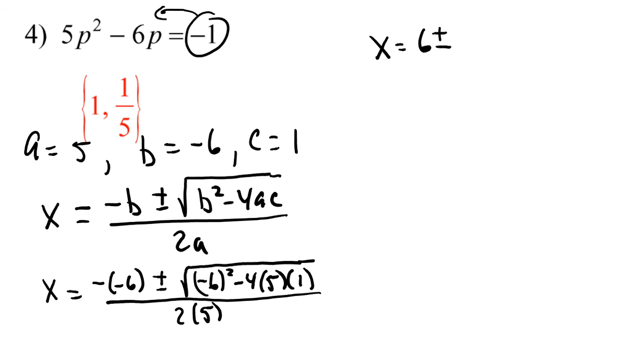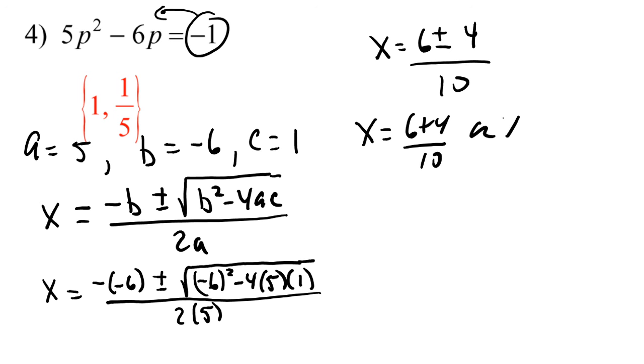So this ends up being the square root of 16. What's the square root of 16? 4. And then 2 times 5 is 10. I always do it this way, where I simplify what's under the square root. And from here, this is a very simple problem, because now you have x equals 6 plus 4 divided by 10, or x equals 6 minus 4 divided by 10.